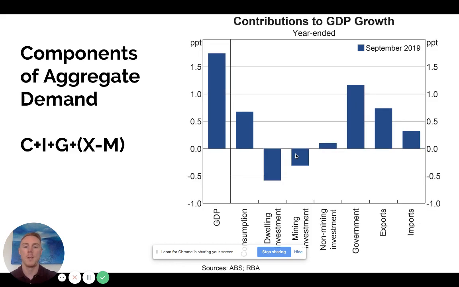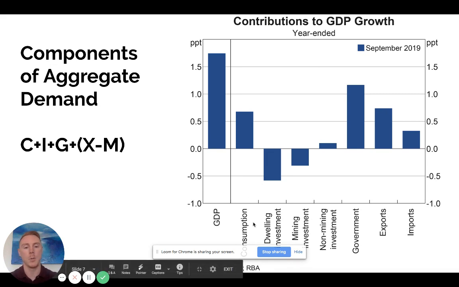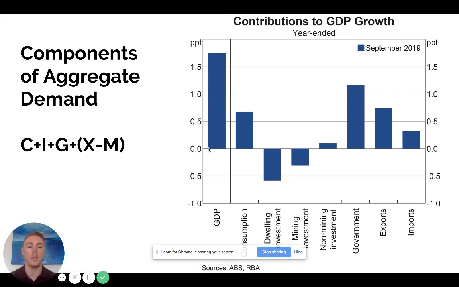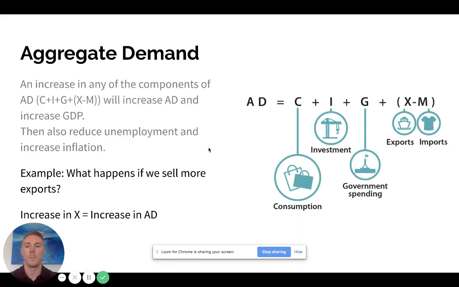This is a really helpful graph from the RBA. It shows how our different components of aggregate demand contribute to GDP growth. So we can see there's consumption, investment pushed together into three different categories here: government, exports, and then we take away imports. So we can see how they all add up to GDP growth.